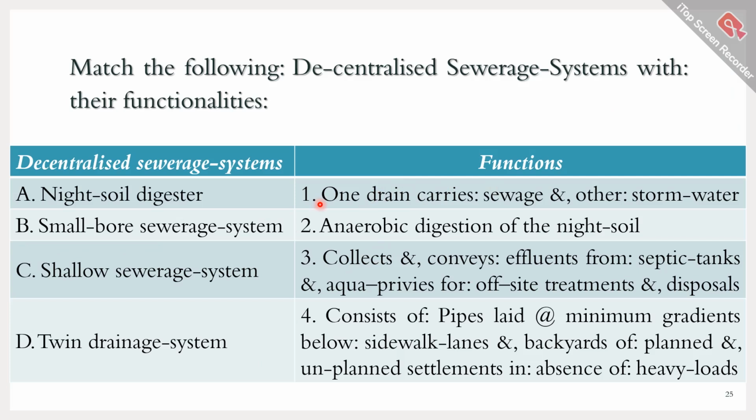Now their functions are provided in the right hand column. Number 1 is one drain carries sewage and other storm water. Number 2, anaerobic digestion of the night soil. Number 3, collects and conveys effluents from septic tanks and aqua privies for offsite treatment and disposal. Number 4 consists of pipes laid at minimum gradients below sidewalks and backyards of planned and unplanned settlements in absence of heavy loads.